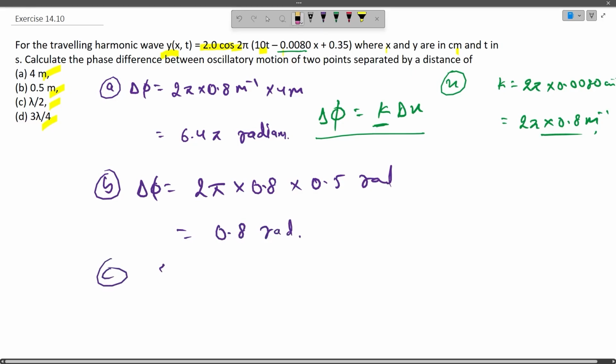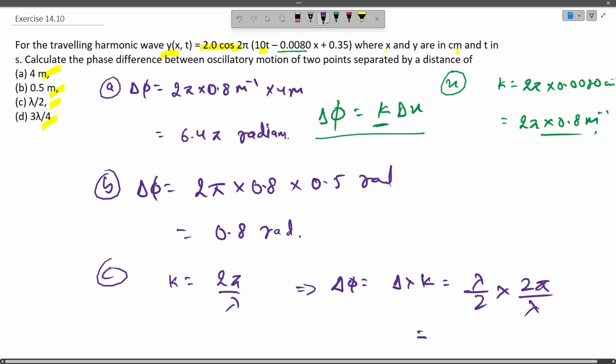Now in question number C, we have λ/2. So we know by the definition of k that k is equal to 2π/λ. So this is in the form of wavelength, so we will take it in the form of wavelength. Now Δφ for this would be Δx times k, that is λ/2 multiplied by 2π/λ, so it would be equal to π radians.